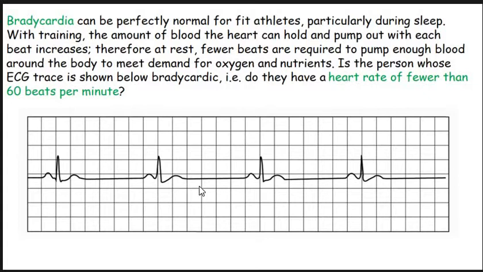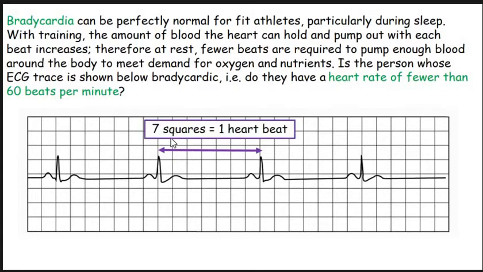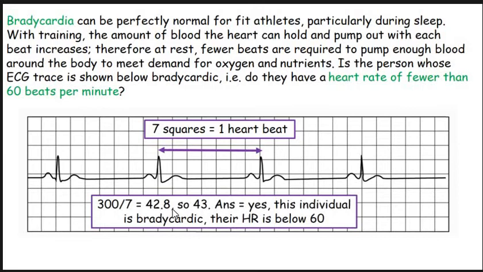So again, what you do is you pick your 2 peaks. I'm going to pick that one and that one. And you count your boxes. So 1, 2, 3, 4, 5, 6, 7. So that's 7 squares for 1 heartbeat. So we do 300 divided by 7, which is 42.8. You can't have a bit of a heartbeat, so it's 43. So yes, this person is bradycardic because their heart rate is below 60.